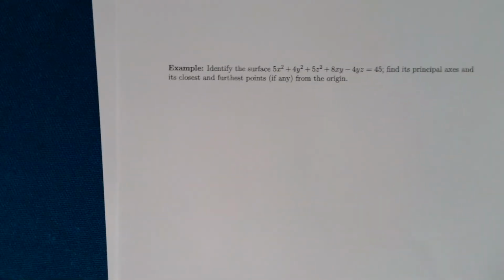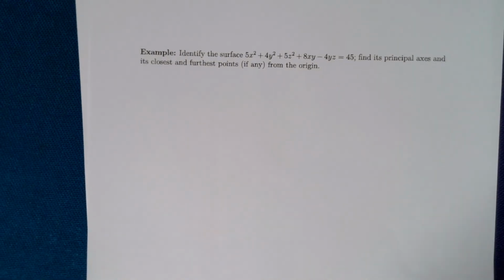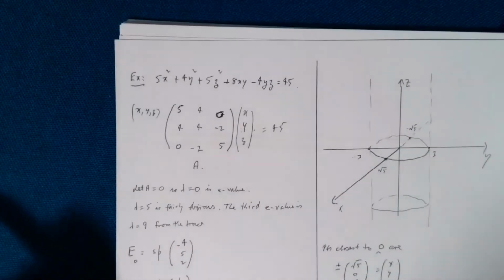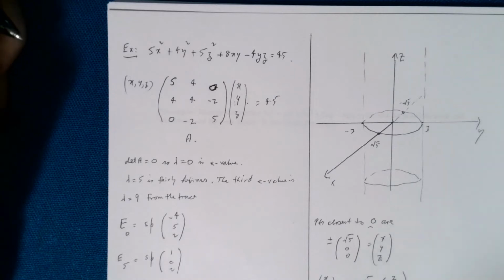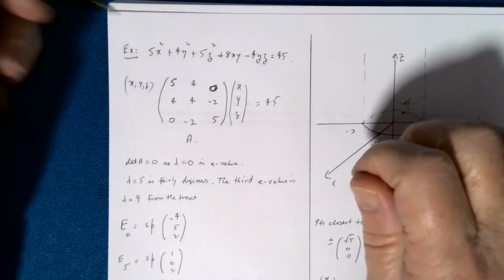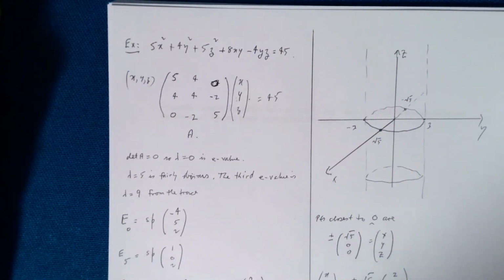So this time we're going to identify this surface. We're going to find its principal axes, and we're going to find the points furthest and closest, if any, from the origin. So this is another example of one of these conics in 3 dimensions. And here is the word solution for this one. So here's our conic. You might like to stop the recording and try this one yourself without looking at the solution, and then compare it with the solution I'm going to do here.